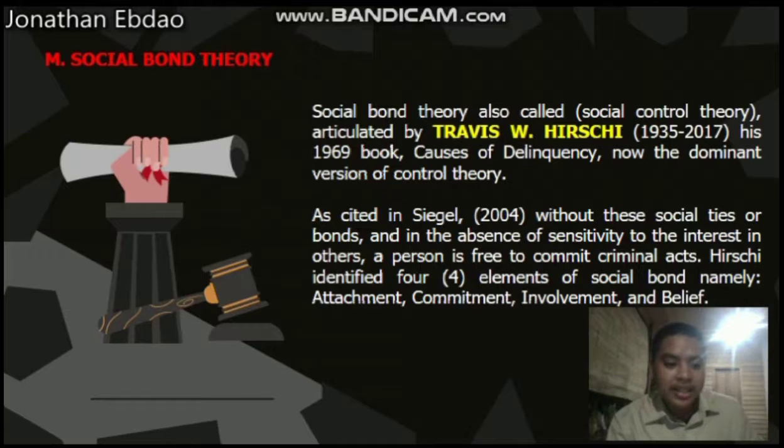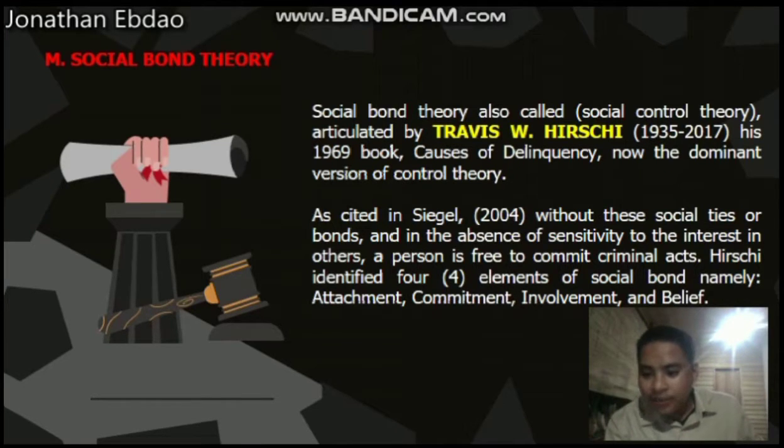The next one is the social bond theory. Social bond theory, also called social control theory, was articulated by Travis Hirschi in his 1969 book, Causes of Delinquency, now the dominant version of control theory.